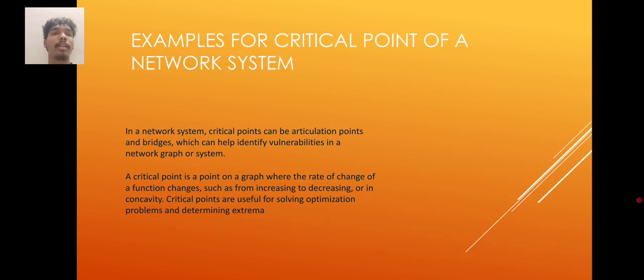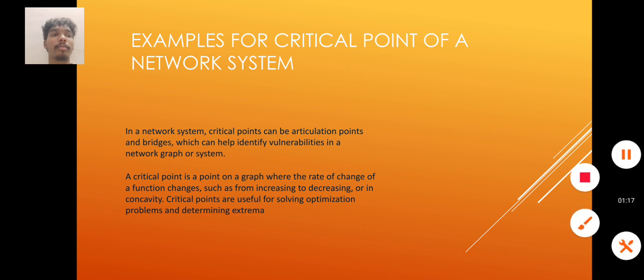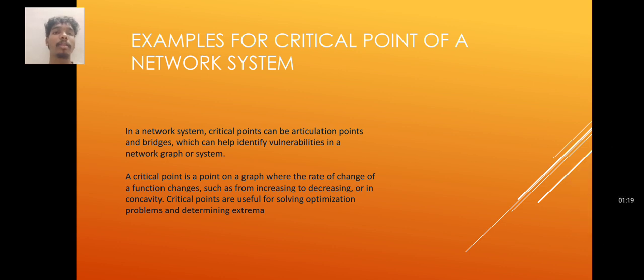Example for critical point of a networking system: articulation points and bridges, which can help identify vulnerabilities in a network graph or system.